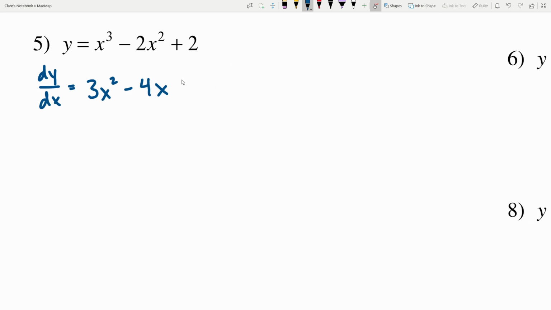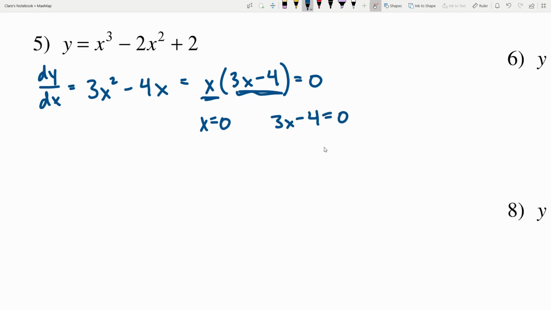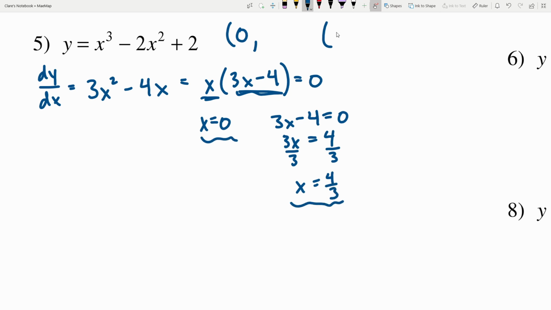Simplifying this down, pulling out an x from each term, I get 3x minus 4. So I'm going to see when this is equal to 0. That occurs when x equals 0 and when 3x minus 4 equals 0. So I'm going to have two separate points, when x is 0 and when x is, let's solve real quick, when does 3x minus 4 equal 0? Adding 4 to both sides, 3x equals 4. Dividing both sides by 3, that's when x equals 4/3. So my two separate x coordinates are going to be 0 and 4/3.